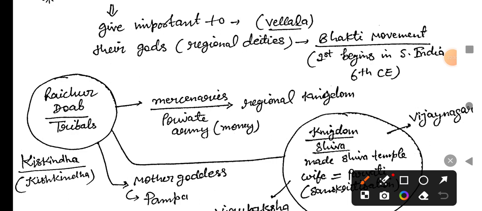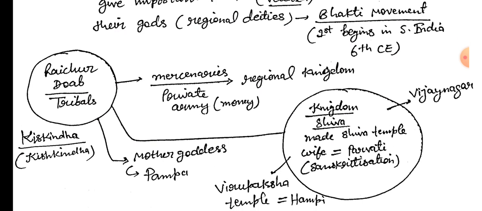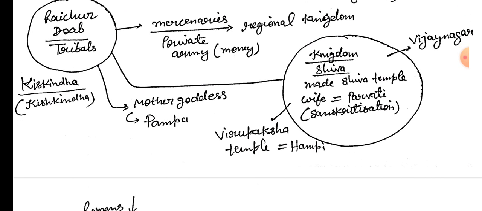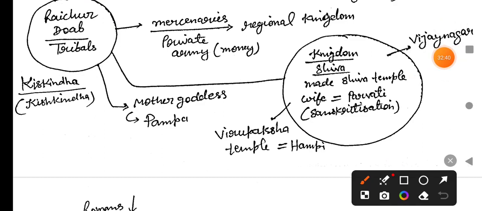The Bhakti movement first began in South India in the 6th century BC, in the form of the Alvars and Nayanars, which you will read about, and it originated in South India at a later time. Raichur Doab is located between the Krishna and Tungabhadra rivers.